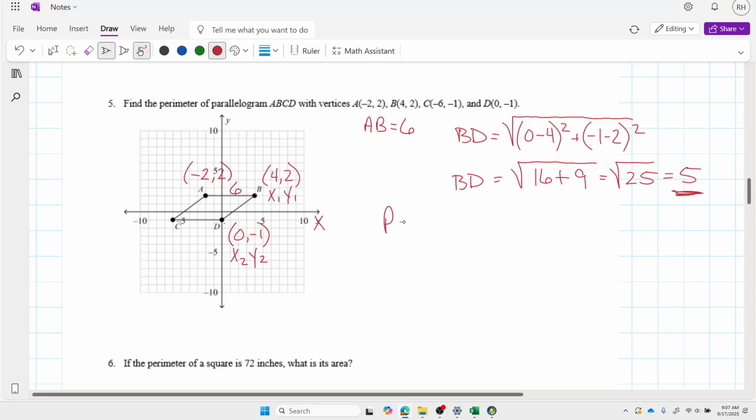So perimeter is equal to 2 of the lengths, which is 2 times 6 plus 2 times 5. And that's 12 plus 10, or just type it in your calculator. And what do we get? 22, thank you. So 22 is the perimeter of that parallelogram.